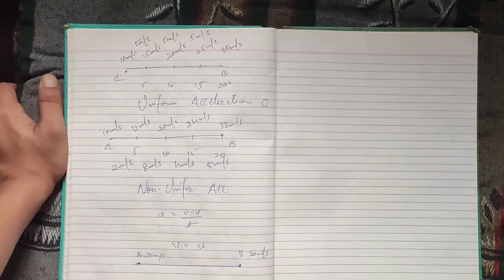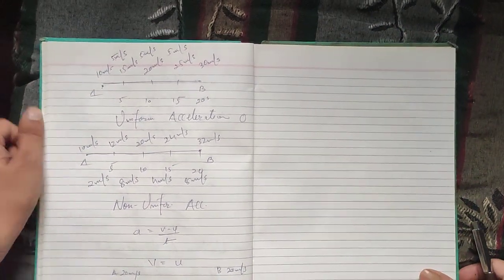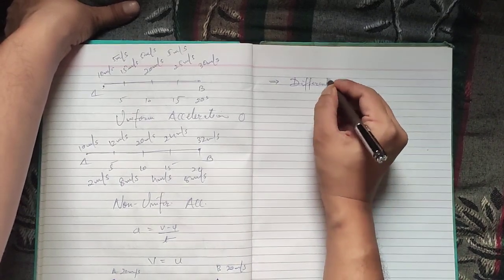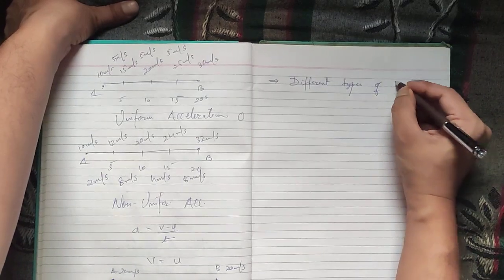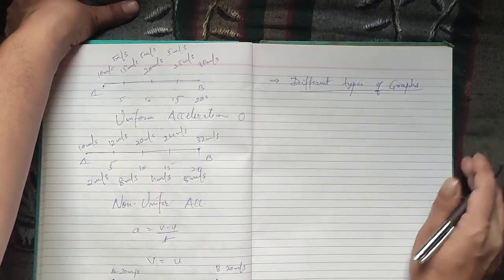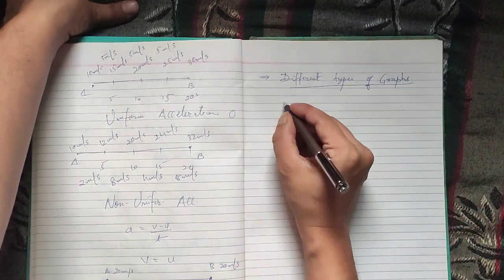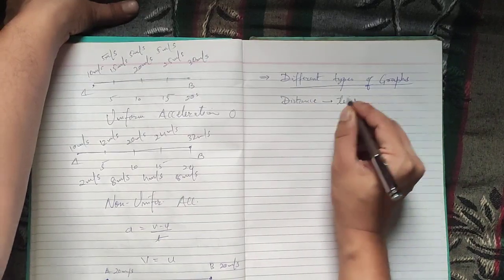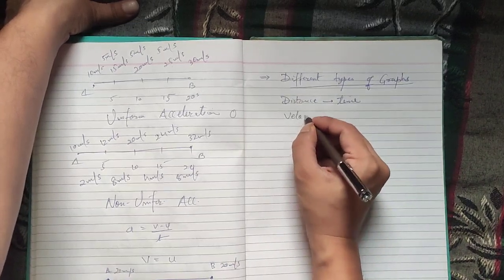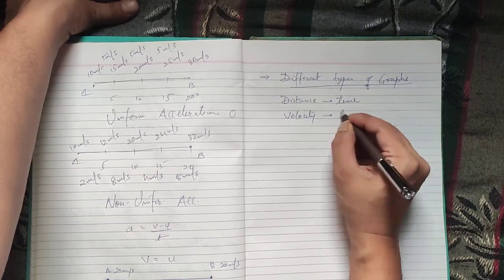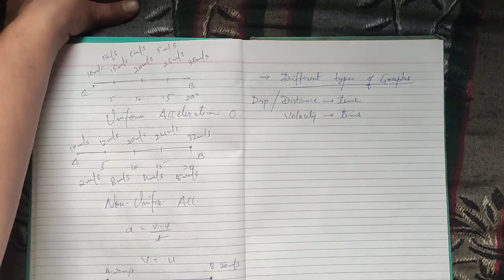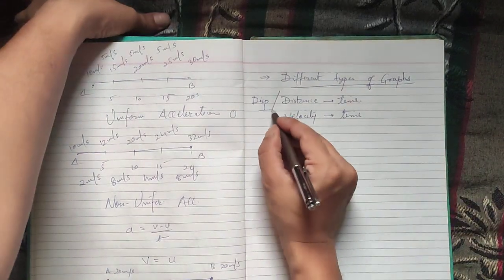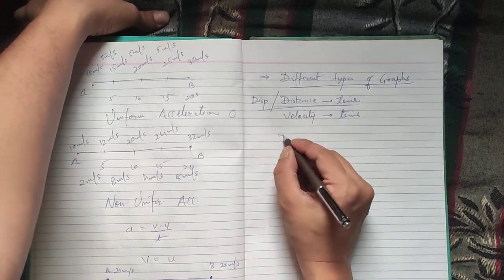Moving forward, we start a new topic, that is graphs, describing motion with different types of graphs. We are going to study two types of graph: the distance or displacement time graph, and the second one is the velocity time graph. First we are going to focus on the distance time graph.